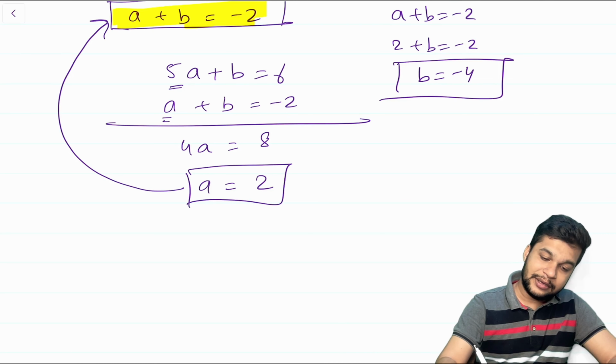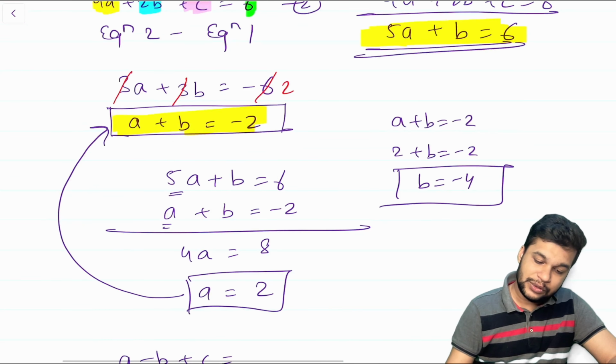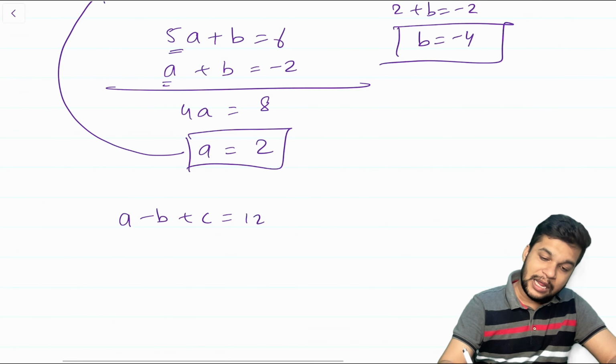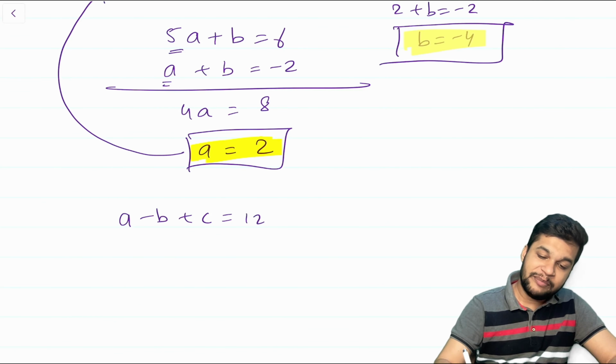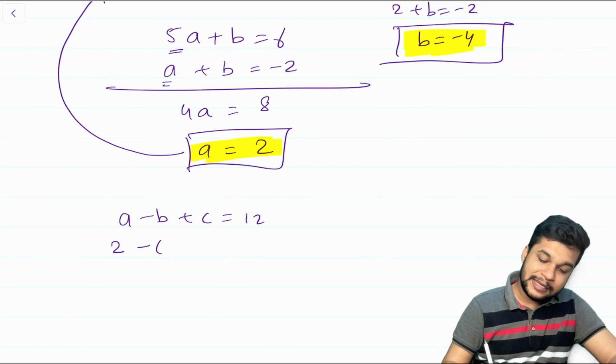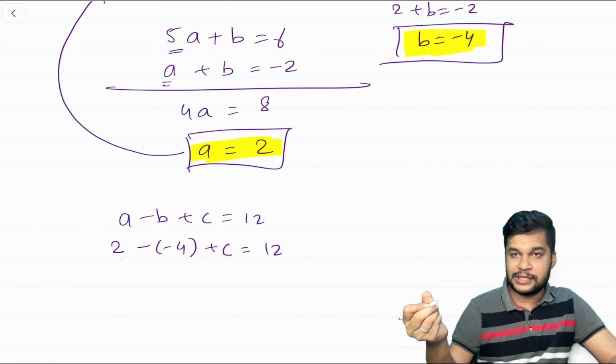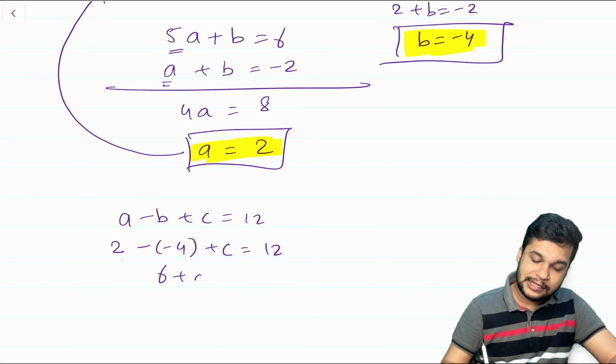So I'll write it here. A minus b plus c equal to 12. Now you have a equal to 2, you have b equal to minus 4. Let us substitute. So 2 minus minus 4 plus c equal to 12. So 2 minus minus 4 is 2 plus 4, which is 6. So 6 plus c equal to 12. So c equal to 12 minus 6 is 6.